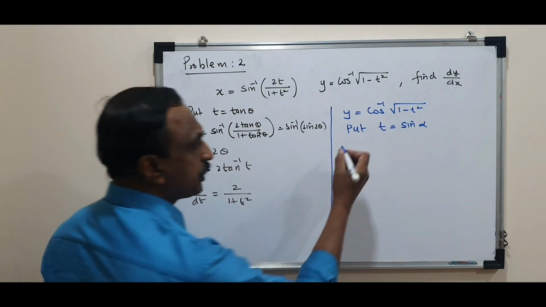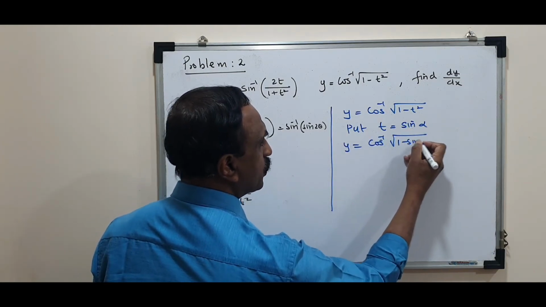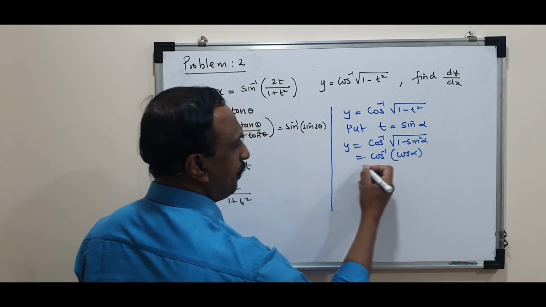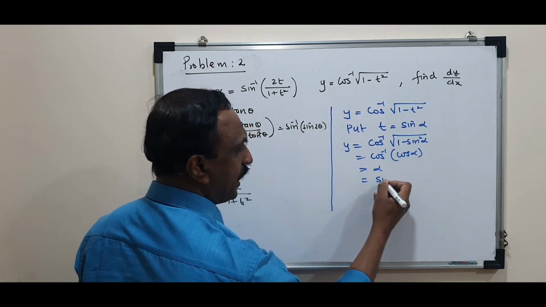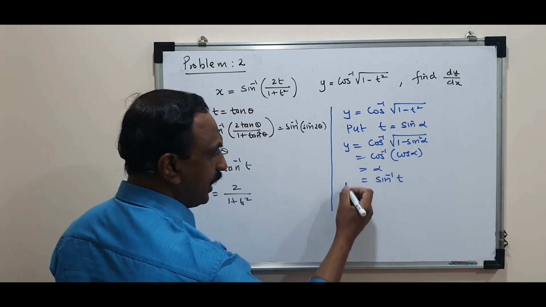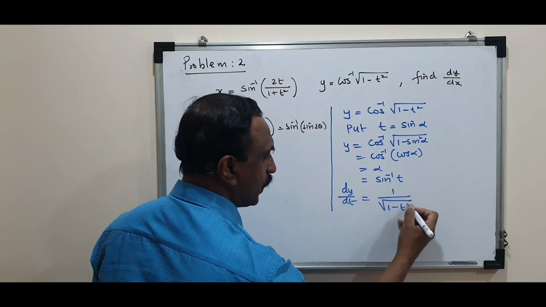You will get confused. So y is equal to cos inverse of root of 1 minus sine square alpha. So cos inverse of cos alpha. That became alpha, and alpha is sine inverse of t. So dy by dt is 1 upon root of 1 minus t square.